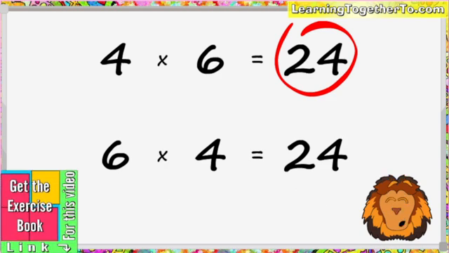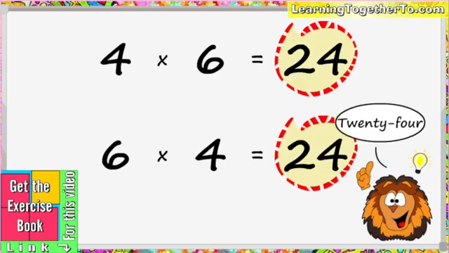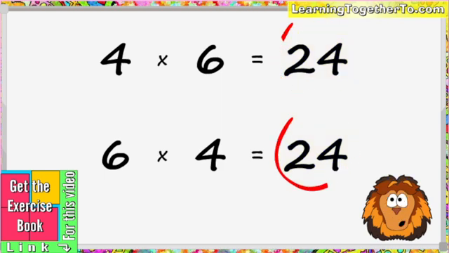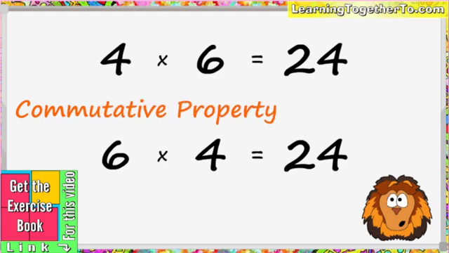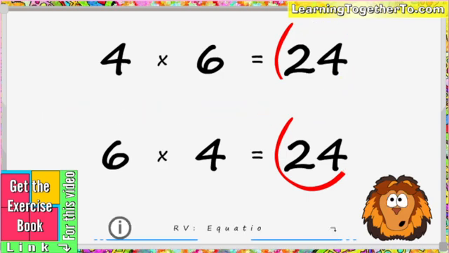Look at that, Eric. If we change the order of the numbers that we are multiplying, we will still get the same result. 4 times 6 and 6 times 4 are both equal to 24. Excellent, Eric. Eric, this is called the commutative property. It means that changing the order of the numbers while multiplying will not change the end result.